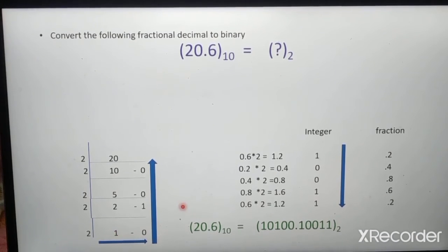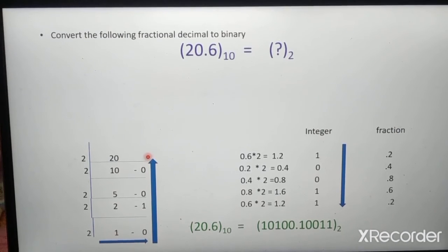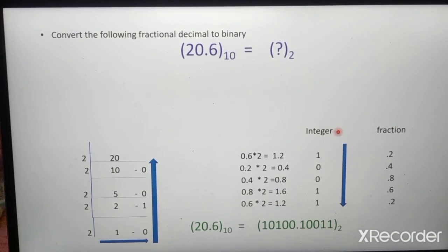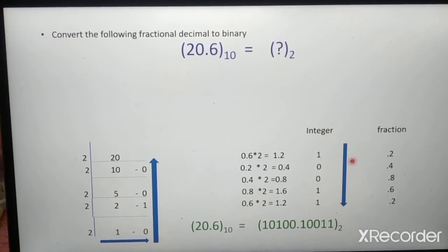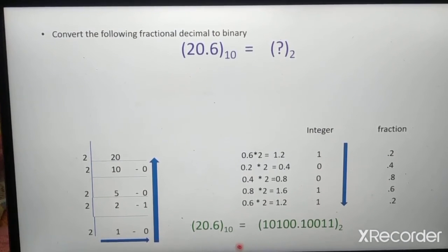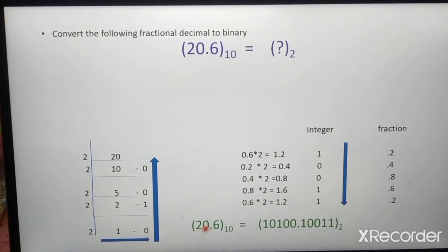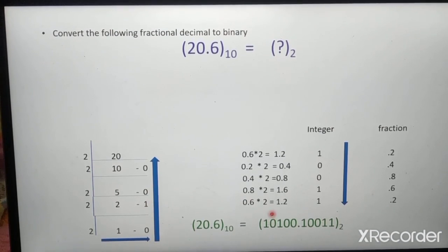Next we write the answer from bottom to top. In this integer conversion, we write the answer from bottom to top. For the fractional conversion, we write the answer from top to bottom. This arrow shows how to write the answer. So the proper binary number for 20 is 10100. Here we have written it.